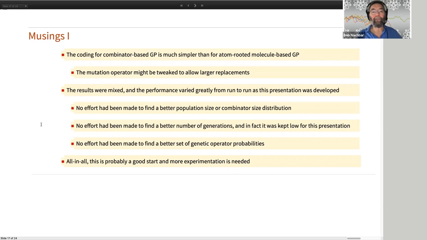We didn't make any effort to find a better population size or combinator distribution in that population. We didn't make any effort to see how many generations were needed to find it. I just did 200 because that was a reasonable number to try. We didn't make any effort to try to improve the probabilities that the genetic operators were used to make a new generation. But all in all, it's a good start, but more experimenting is needed.